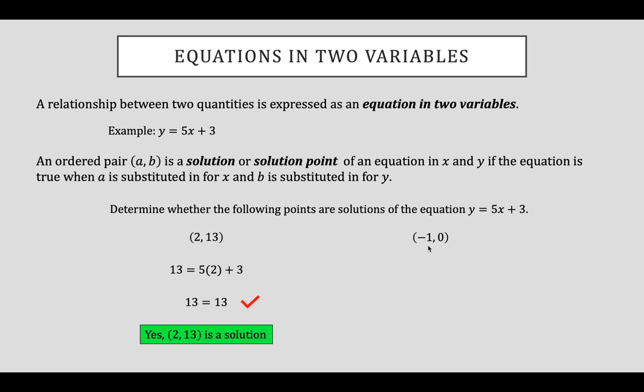Let's try (-1, 0). To determine whether or not this is a solution to the equation, we are going to plug in -1 for x and 0 for y. That leaves us with 0 equals 5 times -1 plus 3. Well, 5 times -1 is -5, plus 3 gives us -2, leaving us with the expression 0 is equal to -2. Now, this is not a true statement. 0 definitely does not equal -2, which means that (-1, 0) is not a solution to the equation, and it is not a point on the graph of this equation.